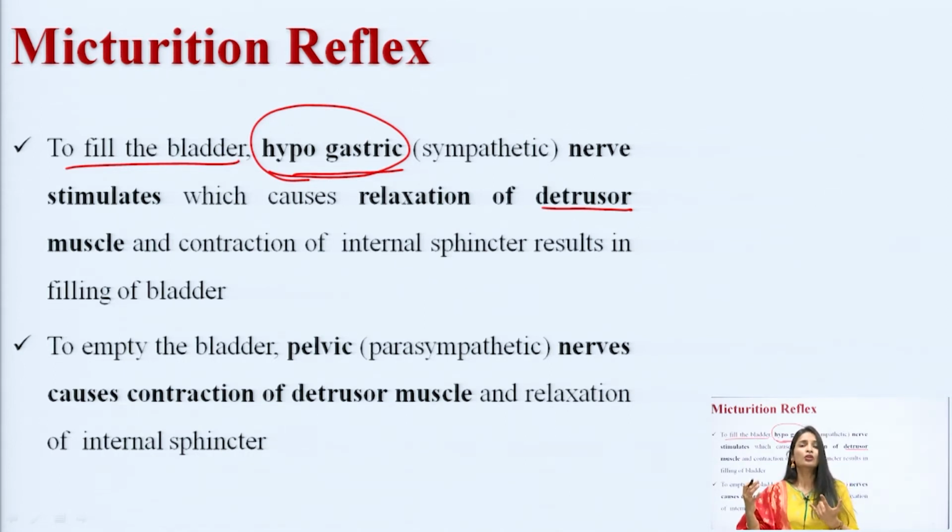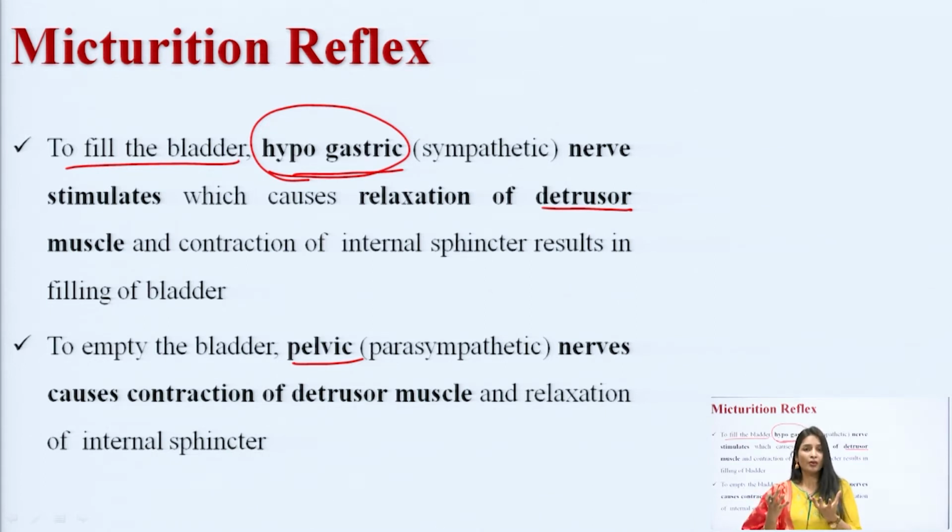and vice versa. So, to empty the bladder, what is going to happen? To empty the bladder, the parasympathetic nerve will get stimulated. Which parasympathetic nerve is going to be stimulated here? The pelvic parasympathetic nerve. Okay, this is pelvic. Pelvic is a parasympathetic nerve, and this pelvic nerve plays an important role in emptying the bladder.